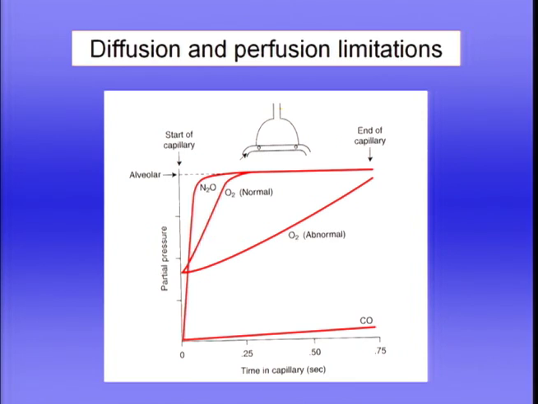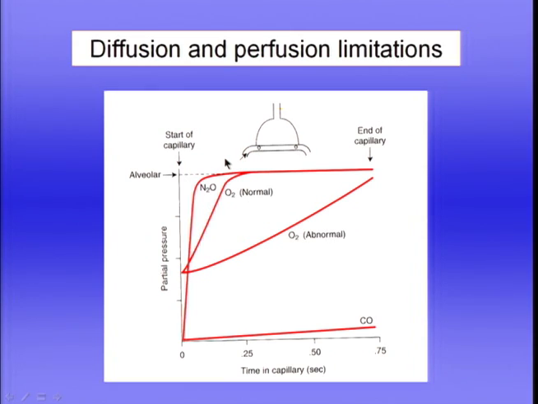a quarter of a second or so, the PO2 in the blood is essentially the same as that in the alveolar gas. And therefore, for the rest of the time that the blood spends in the capillary, there's no further increase in the PO2. So clearly, under those conditions, the uptake of oxygen is perfusion limited, okay? In other words, it's already diffused to equilibrium here, so diffusion is not a limiting factor.